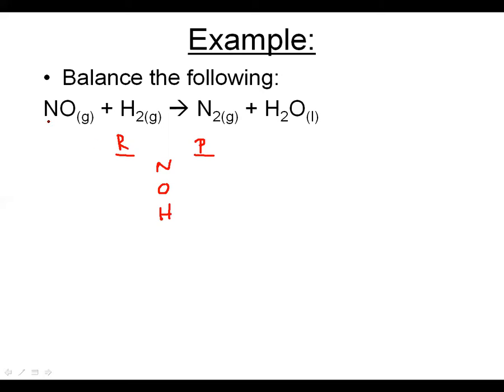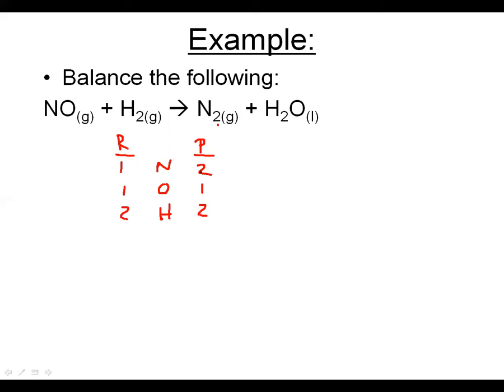So if we go on the left-hand side, we have 1 nitrogen. Right-hand side, we have 2. Left-hand side, we have 1 oxygen. Right-hand side, we have 1 oxygen. Left-hand side, we have 2 hydrogens. Right-hand side, we have 2 hydrogens. And in this case, everything is balanced except for the nitrogens. So that helps us decide that the nitrogen is probably the best place to start.